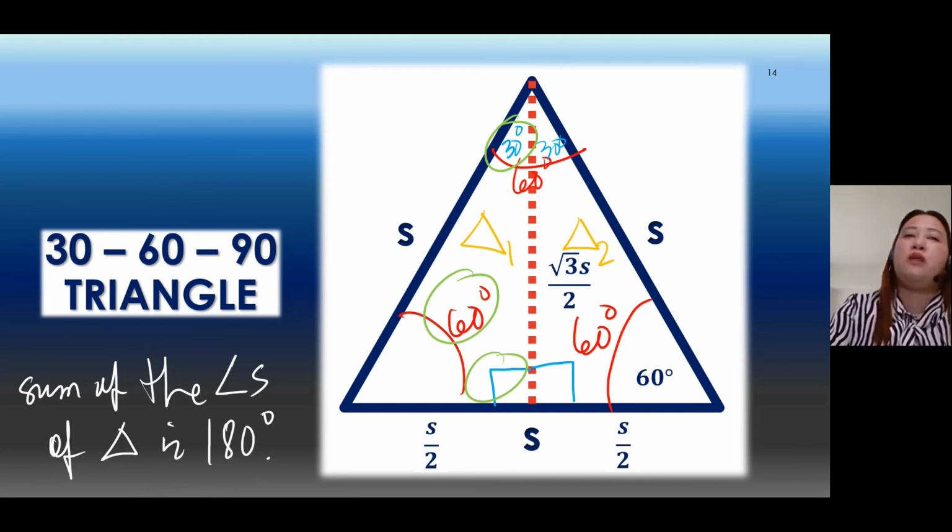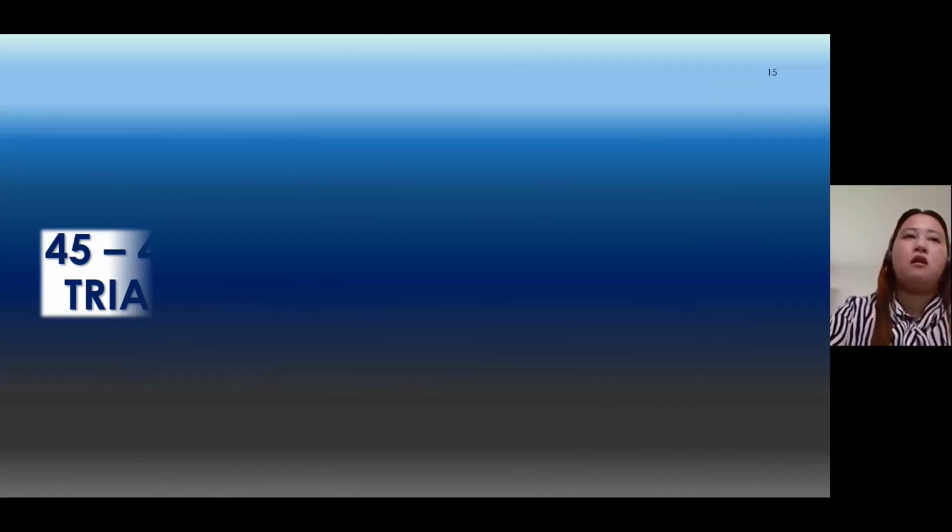Class, remember, no need to prove this. Okay, no need to prove this. This is only showing to you by illustration how we can come up with a 30, 60, 90 triangle if we have an equilateral triangle. Okay, next.